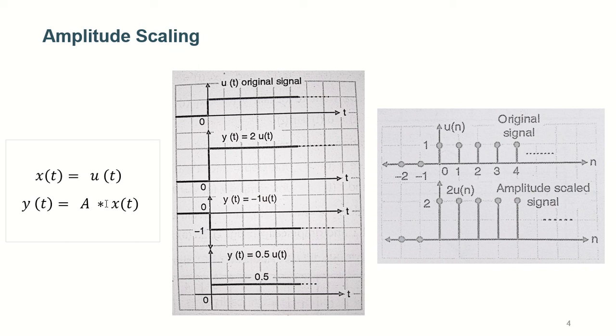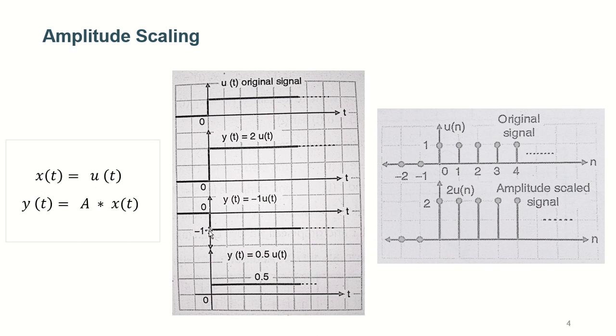Then let's try to take the value of a equal to 2. So when we took a equal to 2, what happened here? See, the amplitude was 1, and the amplitude got doubled. So this constant got multiplied with my signal. Okay, so when we took a equal to 2, y of t is equal to 2 u of t, and here the previous value was 1, and now the current value is 2.